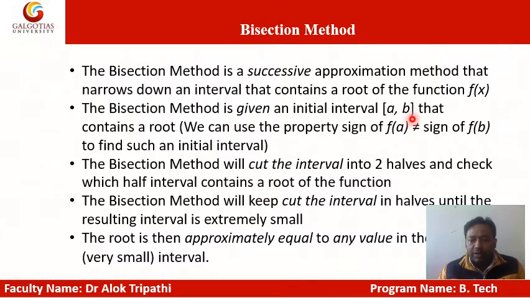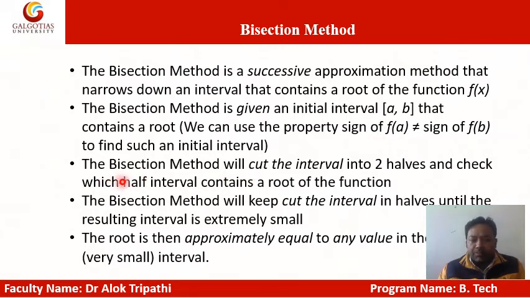We will check the value of the function at a and the value of the function at b. We have to check the sign of these two, the sign of f(a) and the sign of f(b). If the signs of f(a) and f(b) are opposite, then we can choose that interval because it will contain the root. The surety comes from the intermediate value property.